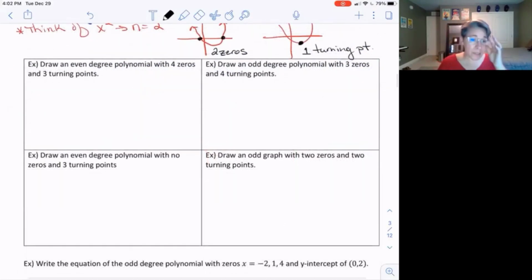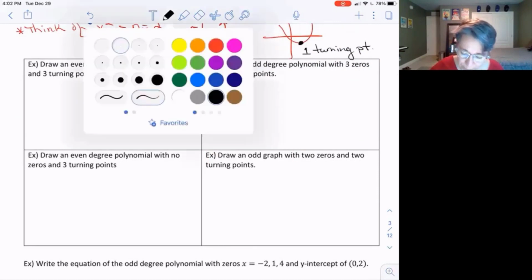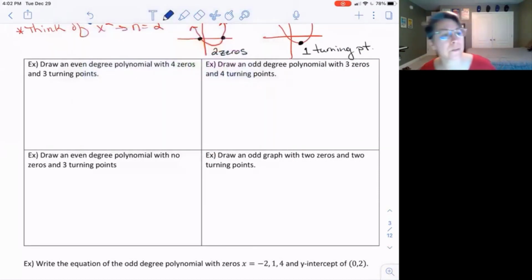So here's a couple of things that you guys can practice on your own. If you want to pause it and give these a shot. Otherwise, we can do them together.